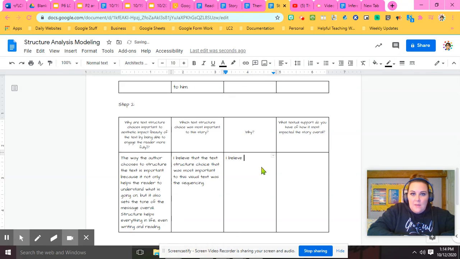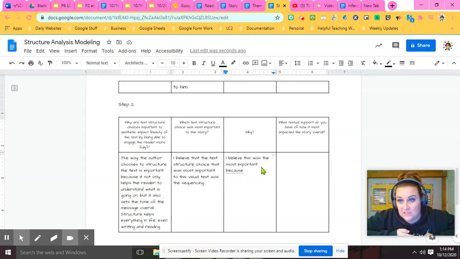Why? I believe this was the most important because whenever you also use complete sentences to answer the questions, it identifies to whoever's reading this for you that you acknowledge that this is the question and that this is your answer. And it just makes it clearer, and it also helps you stay organized. It's like making a to-do list for yourself and checking things off. So definitely use complete sentences.